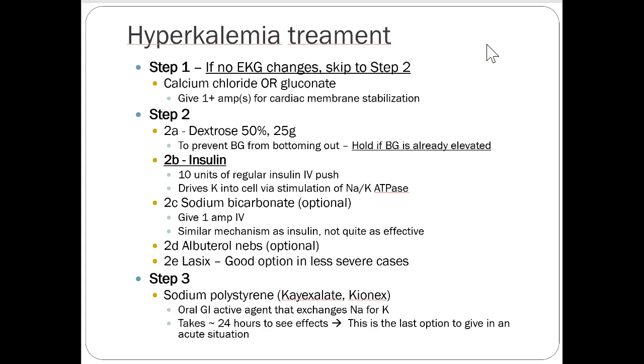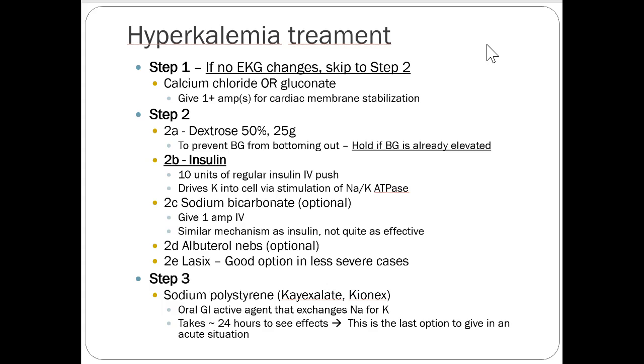I feel like I get a lot of questions about this every year, so I'd maybe take a second to go through this slide a couple of times. Step one, if you don't have EKG changes, you skip this step completely. If you do, so if you see those peaked T waves or wide QRS complex or whatever it is, you want to give calcium, and that's IV calcium, either chloride or gluconate.